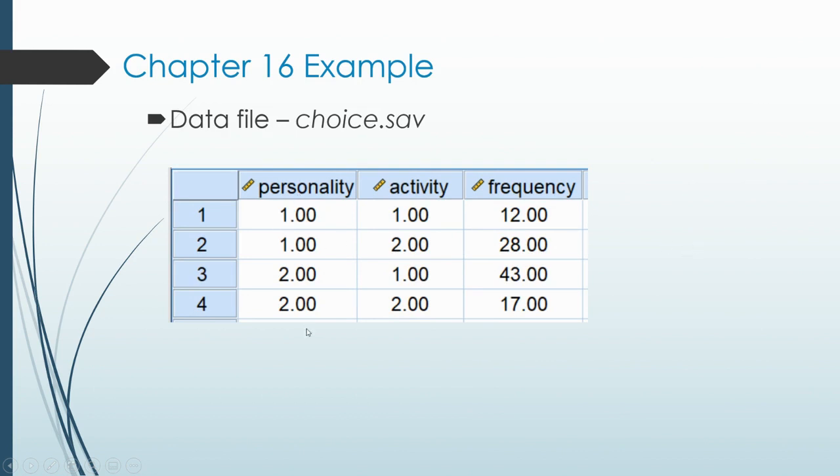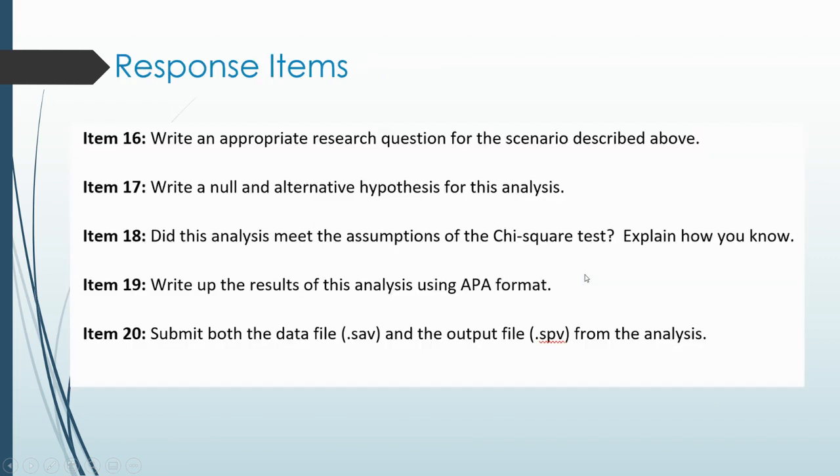So instead of personality, you would have reading level at the end of K. Instead of activity, you would have pre-K participation. Then frequency can stay the same. Of course, your data are going to be different, but I'm just trying to help you visualize what that might look like. Then I'm going to ask you to respond to some items.